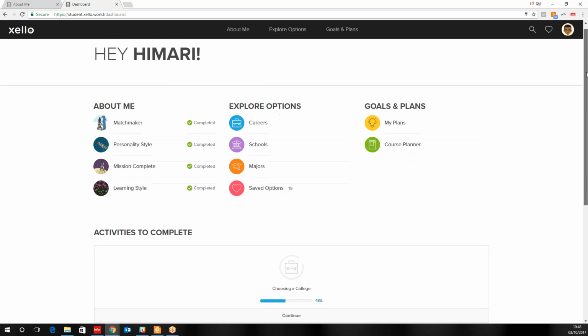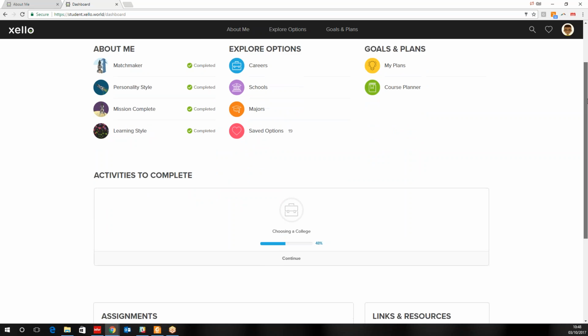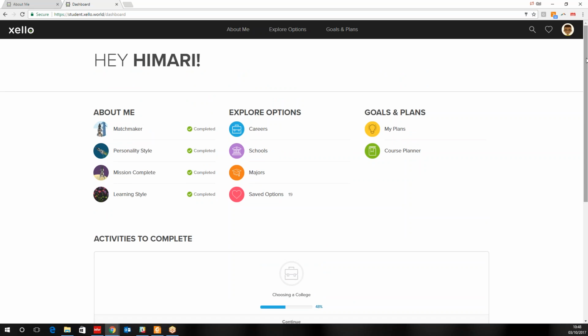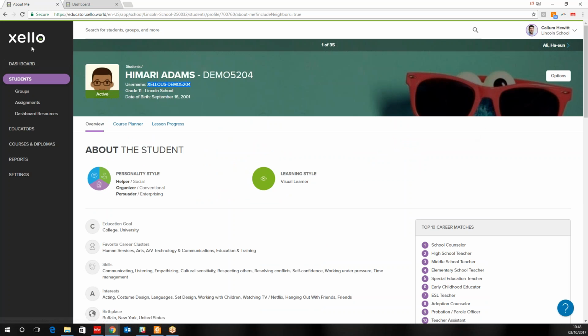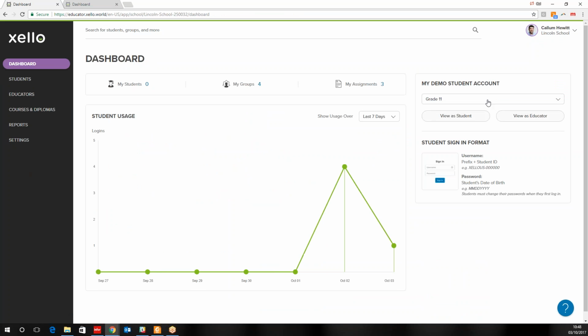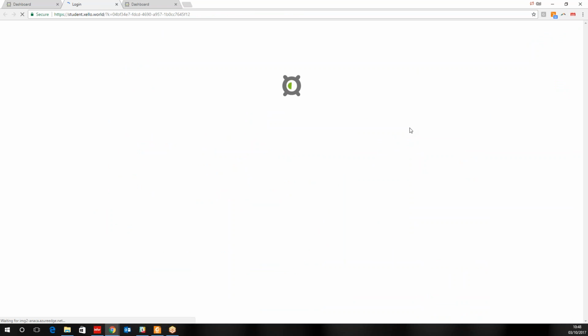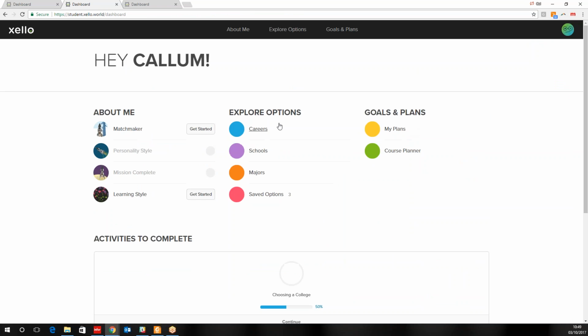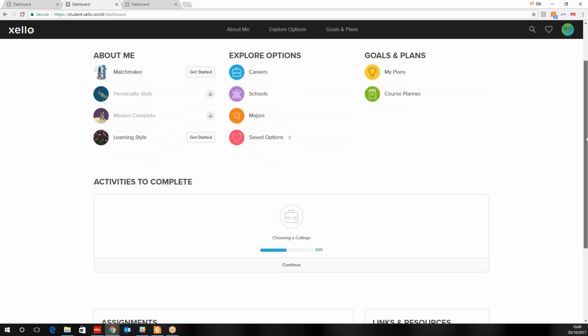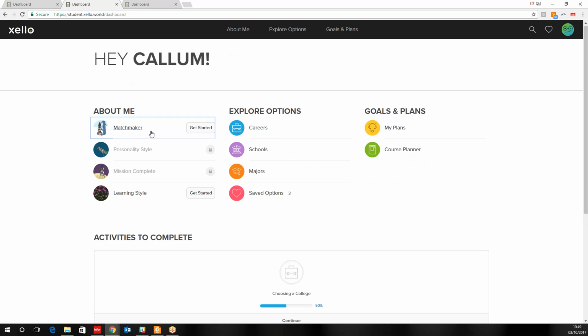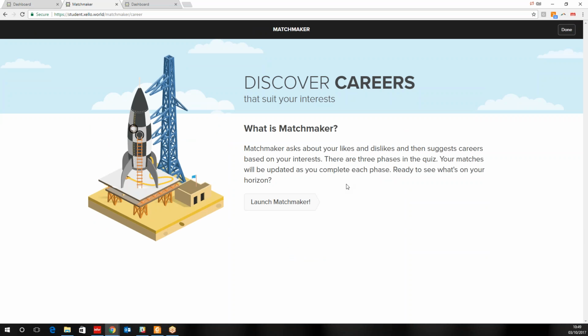And this is what quite a completed student profile will look like. Here's one that's not so completed. So you can see it's a little bit more on here. It's a little bit more visual nowadays within this compared to Career Cruising.